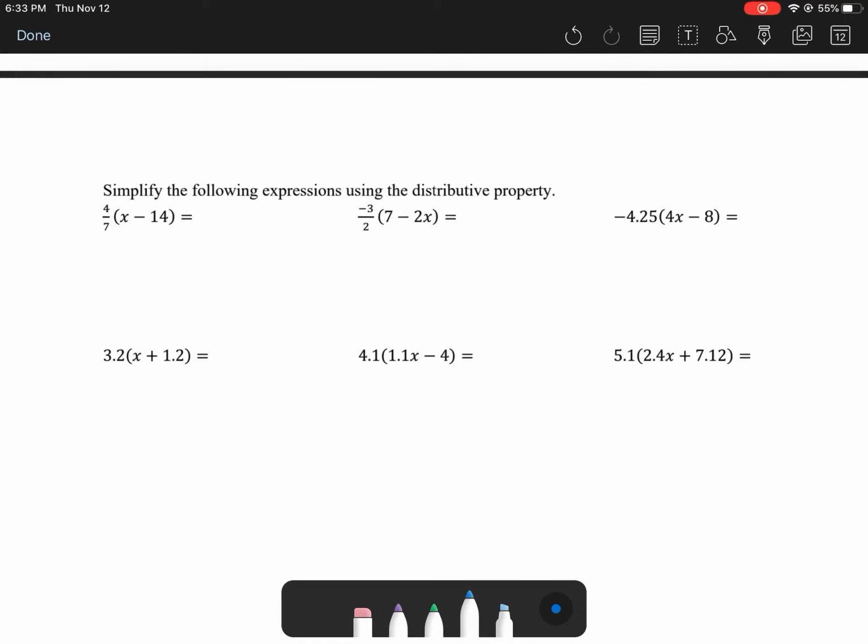On the next page, I have 1, 2, 3, 4, 5, 6 problems for you. I want you to try these out. I will be checking it the next time I see you in class, so make sure you get it done.